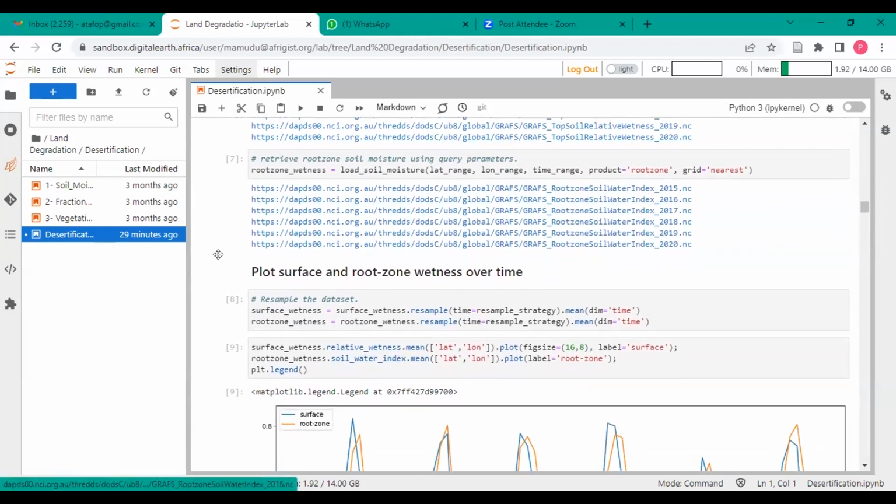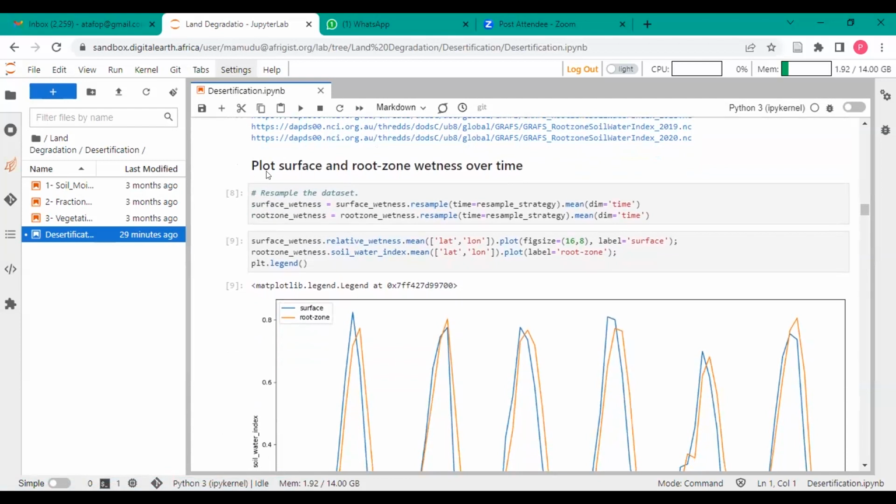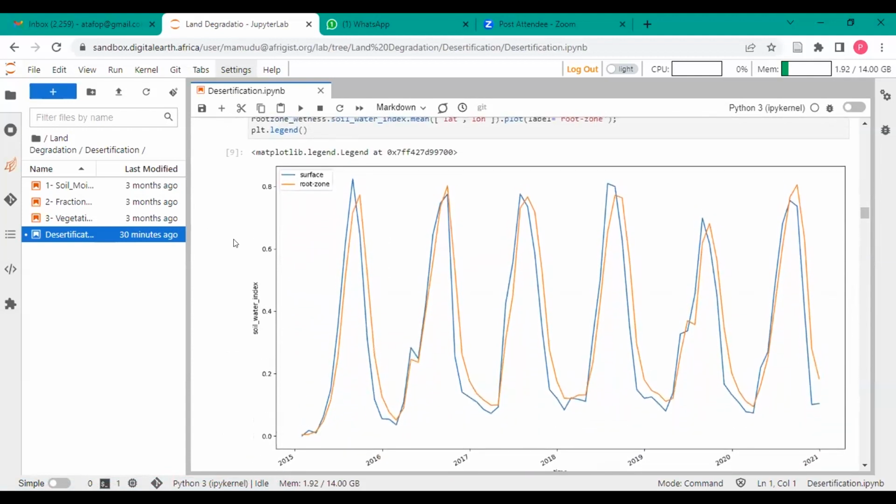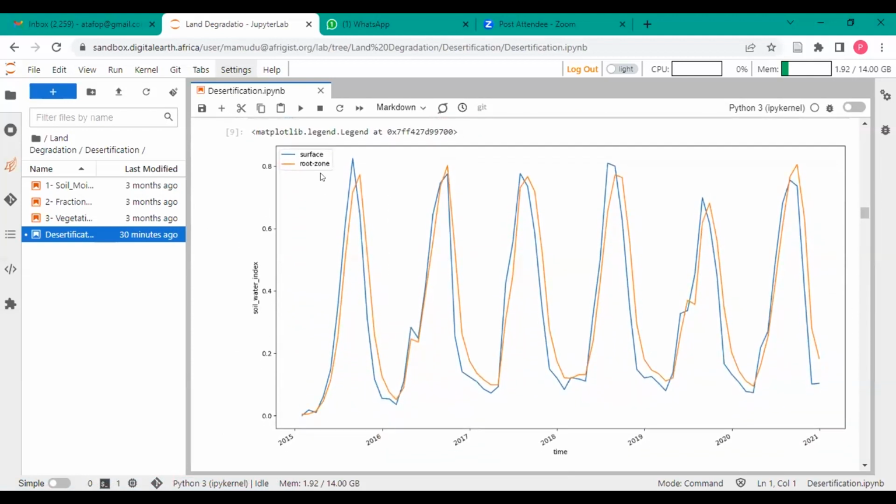However, for us to be able to visualize it, it becomes important for us to plot both the surface and the root zone wetness. And so the following codes allow us to plot the surface and root zone wetness. And given here is the plot of the surface wetness and root zone wetness for the Funugo area between 2015 and 2020. And of course, we can analyze this to see in which periods did we have the least soil moisture and root zone wetness.